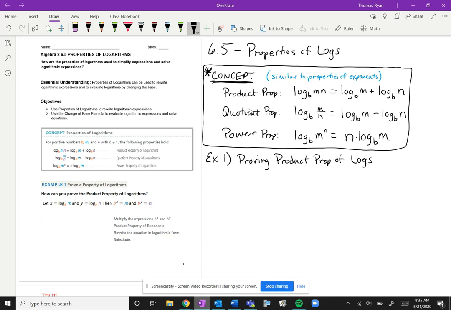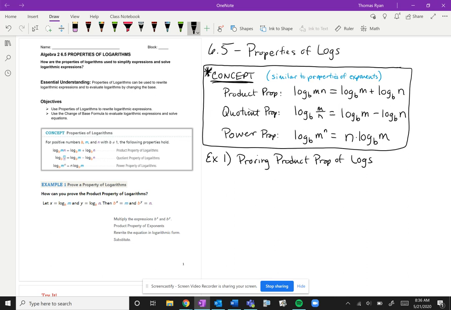What's in this box right here, this concept box, are the properties. We're going to talk about them, and in example one, we're going to prove one. But after that, these are properties. These are proven things that you are allowed to use. You never need to prove them again. They are just fact. You can use them whenever it is convenient for you or whenever it helps you. And what I really want to draw your attention to is that they're very similar to properties of exponents. Okay, properties of logs and properties of exponents.